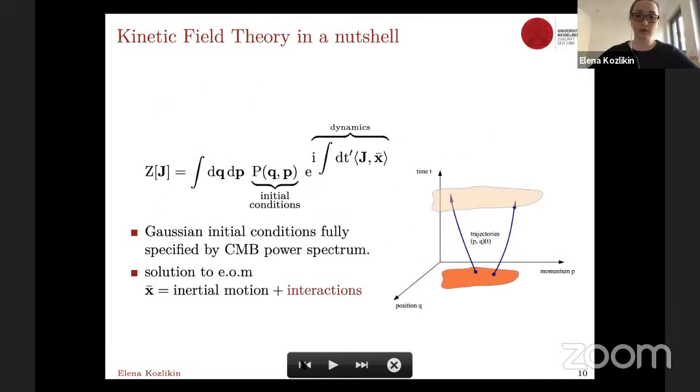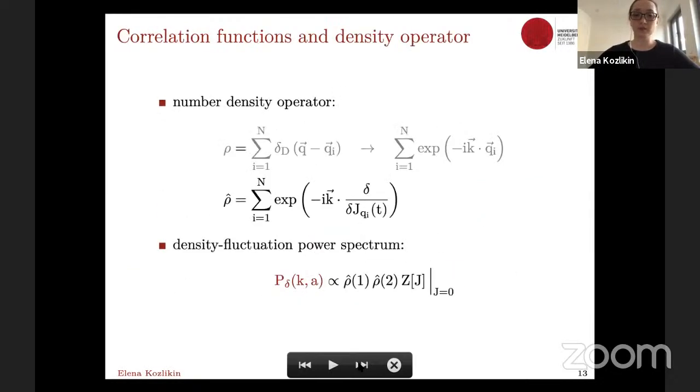And if you remember, J couples to the particle trajectories, or particle positions and momenta, in the end. And so if we apply this density operator to the generating functional of kinetic field theory twice, so if we want to get the two-point correlation function, we can compute the density power spectrum. Okay, in the end, the source field J is set to 0, as is the usual case.